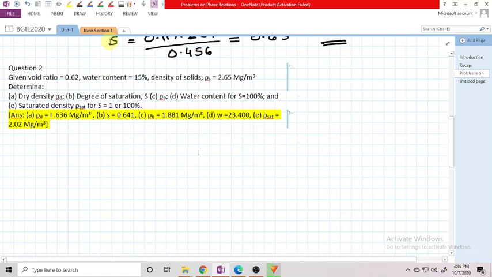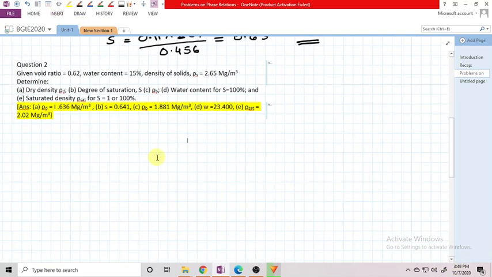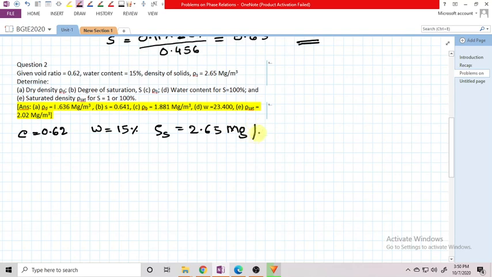Okay, second problem, just read it here. What are they given? They gave the voids ratio. So let me write the given parameters. Given voids ratio e equals 0.62, and water content equals 15%. Then density of solids, rho s, equals 2.65 megagram per meter cube.